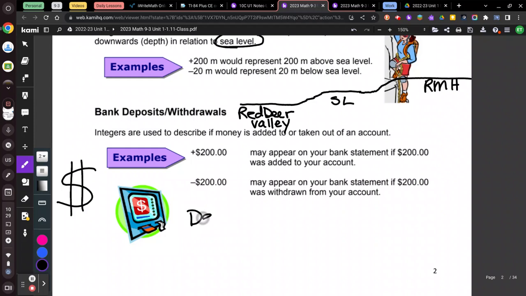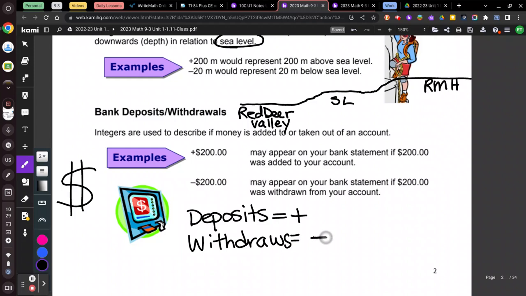Okay, so deposits are positive. Withdrawals, if you want to withdraw from your account, withdrawals are negatives. That means you're taking money out of your bank account. So your withdrawals can show up as negative, and that's called debits. So this is called debits.